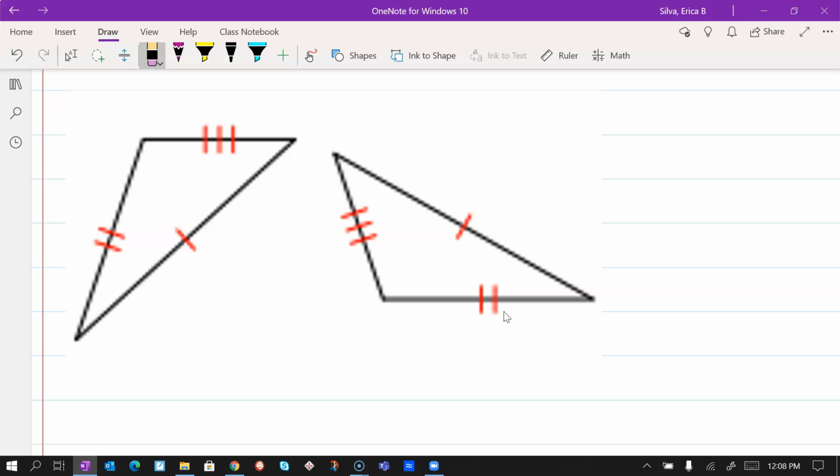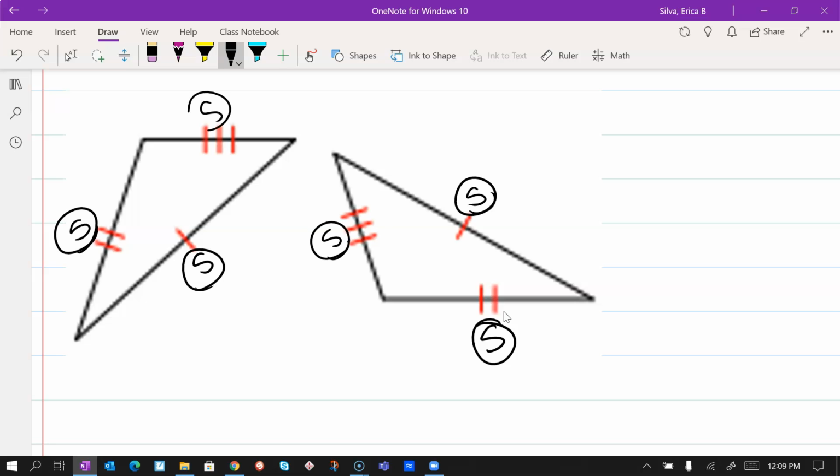So let's see. We've got this side is congruent to this side, and then the side next to it is also corresponding to the side next to that one. And then this side is also congruent to this side. So can we say that they're congruent? Yes. So yes, they are congruent because of the what postulate? Good, because of the side, side, side postulate. Any questions?